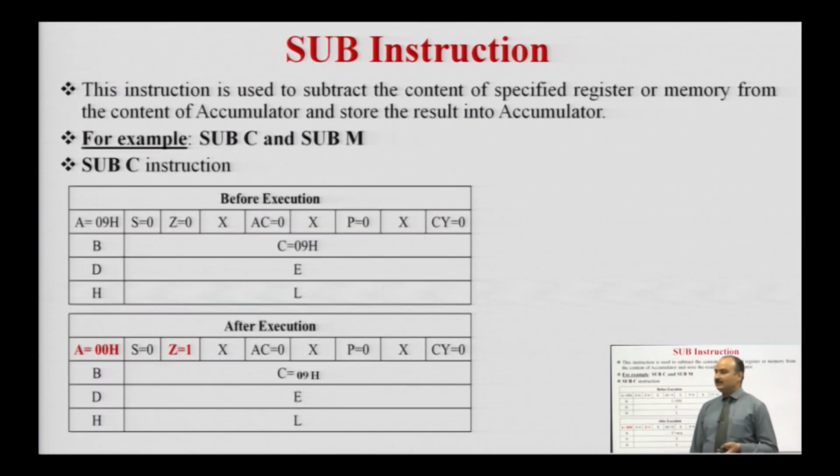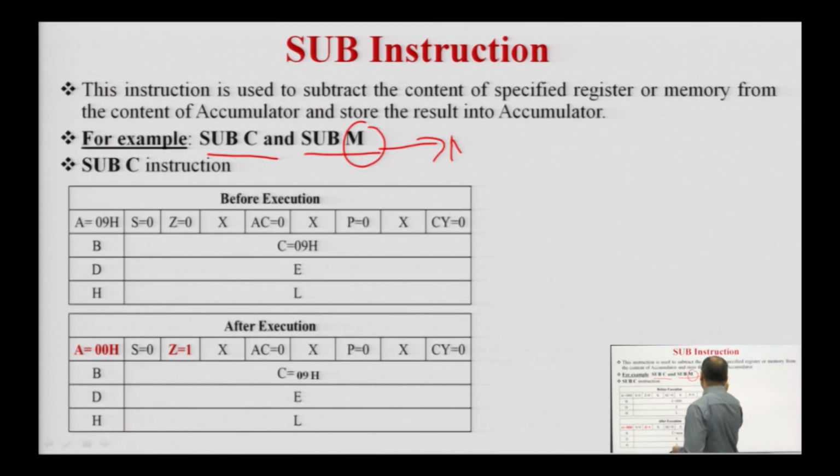Let us see an example of the SUB instruction. This instruction is used to subtract the content of a specified register or memory from the content of the accumulator and store the result into the accumulator register. Examples are SUB C and SUB M. Here again M is the memory location, and the address of this memory is given by the HL register pair.